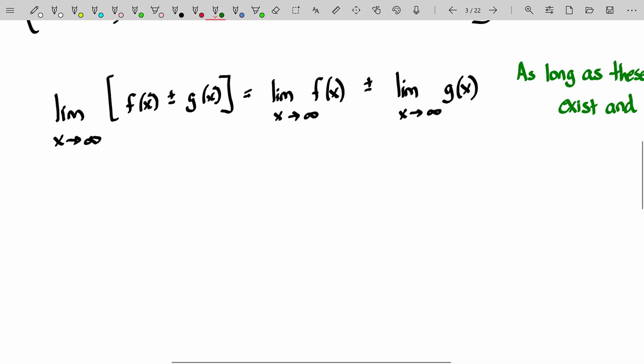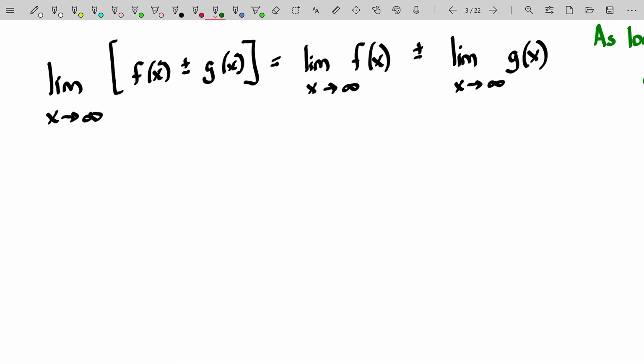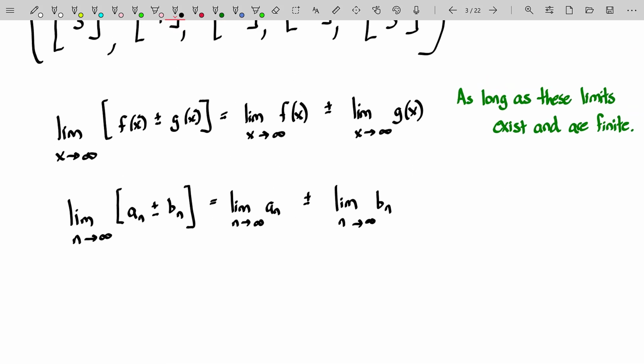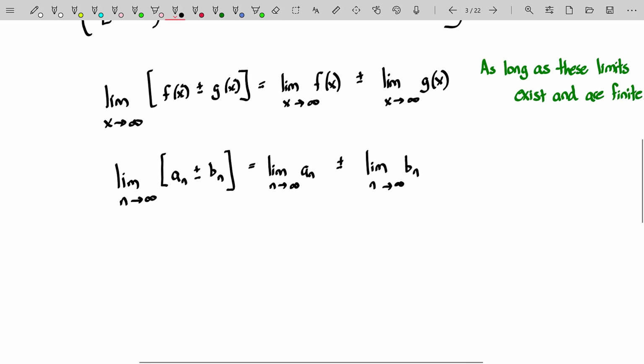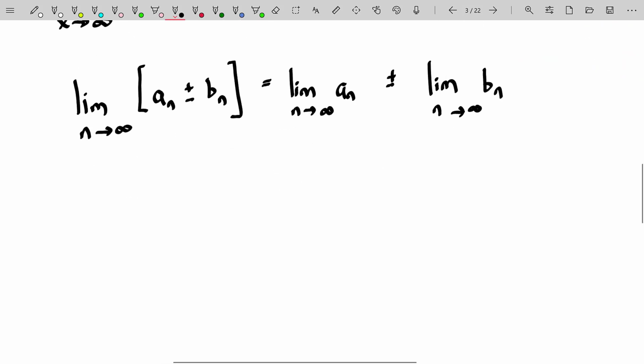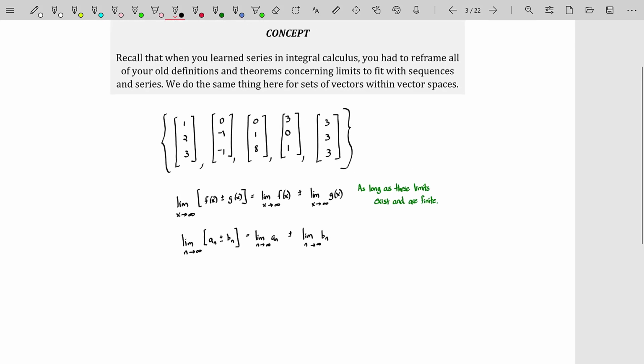However, when you entered into Calc 2 and you started dealing with sequences and series, you had to reframe that entire definition of what a limit was to fit sequences. And again, that would be true as long as those limits exist and are finite. Now back in Calc 2, when you reviewed those limit laws, you likely felt as though, well, this is basically like limits of functions, so it's the same definitions, whatever. They're not actually the same exact definitions, there are subtle differences between them, but you use a lot of your old theory and a lot of your old definitions to build your new theory and your new definitions. Well, that's the same thing that we're going to do here.